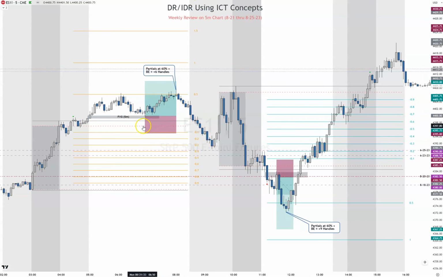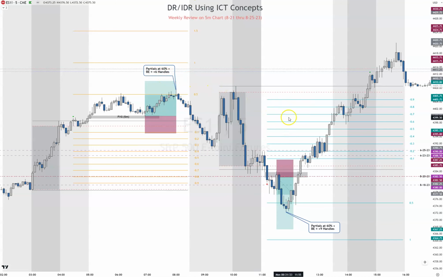So we have 1 to 2 here, and in my rules, once we go to 60%, we take a partial and we move our stop 1 tick above break even. So that's why this one would have been a partial and break even. So I just have 6 handles. We aimed for 10, we took off 60%, so we're going to say 6 handles there, okay?